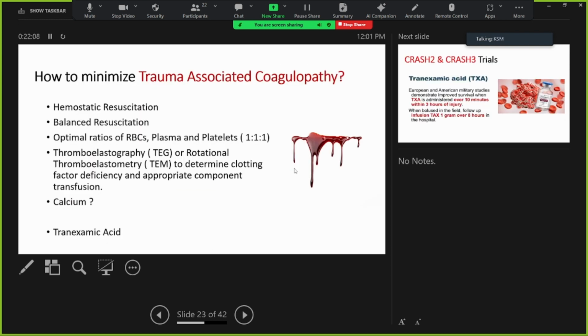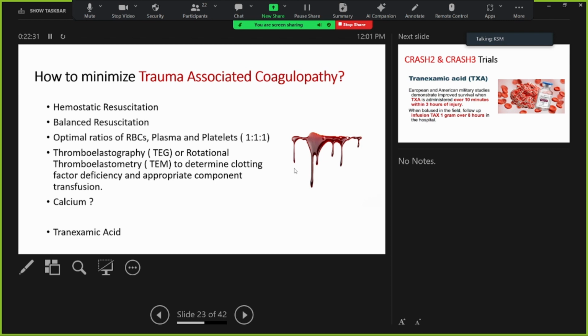Right, how do we minimize the trauma-associated coagulopathy? We can do a few things. To start with, usually we start our resuscitation with fluid. So you have to have a balanced resuscitation, and then you start with hemostatic resuscitation, where you resuscitate patients with blood and blood products.